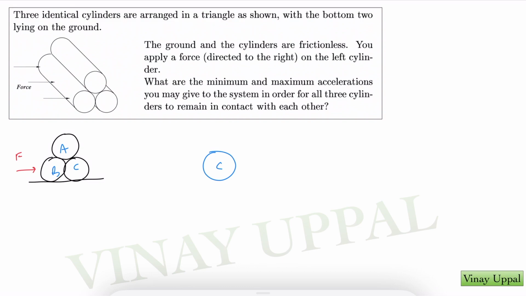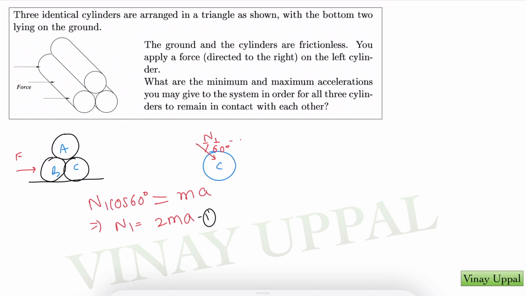on cylinder C there will be a normal force by A, let's call it N1. Now you should be able to see that the lines joining the centers will form an equilateral triangle because they are all identical cylinders. So therefore this angle will be 60 degrees, and therefore can I write N1 cos 60 will provide the horizontal acceleration for C, so that will be equal to ma. So this is one equation. Basically this tells me that N1 value is 2ma.